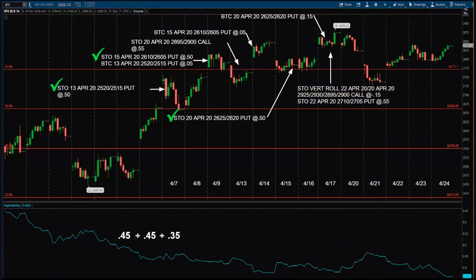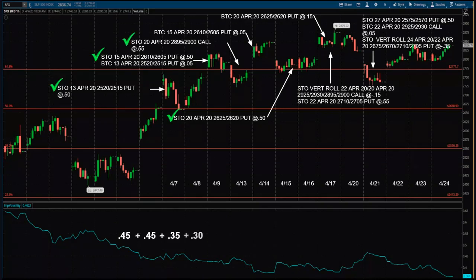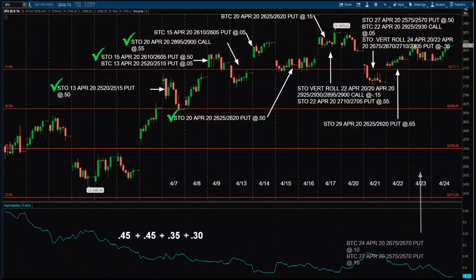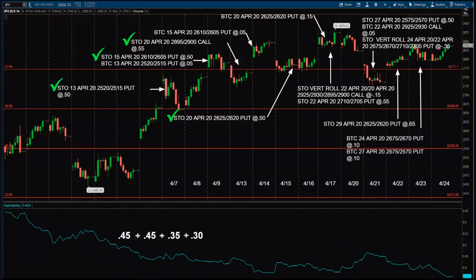Okay. So then I did a vertical roll on this one. So I rolled the trade for a net debit of 15 cents. And I put on a put spread for 55 cents. Okay. Then I closed the third trade basically. And then I was able to put on another put spread for 65 cents. Okay. And I closed both of those other trades for 10 cents that I had on. Okay. The one that I rolled and the one that I put on.